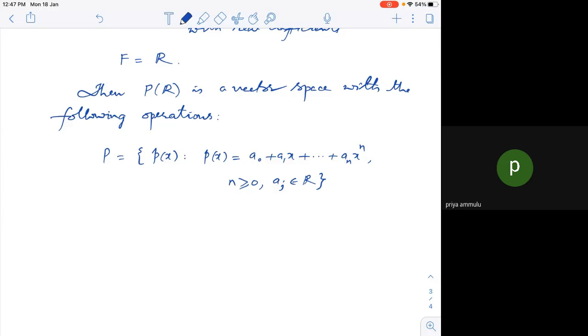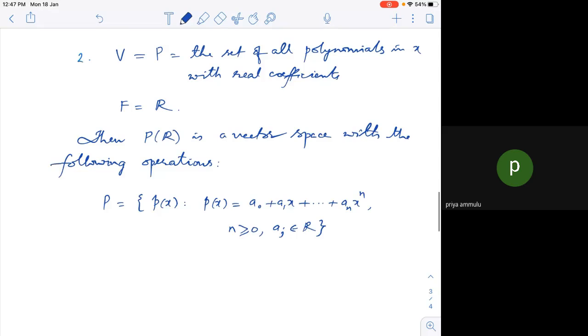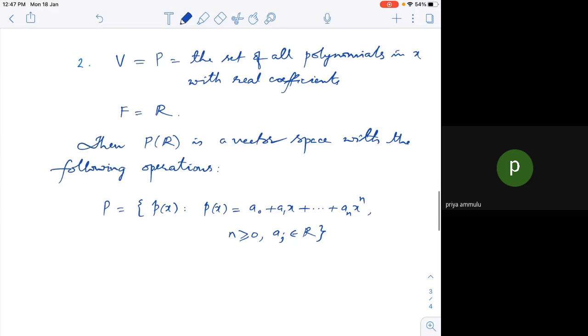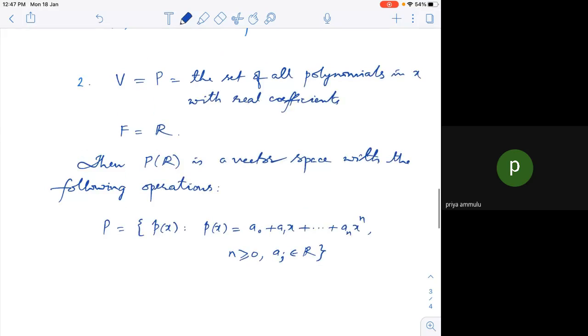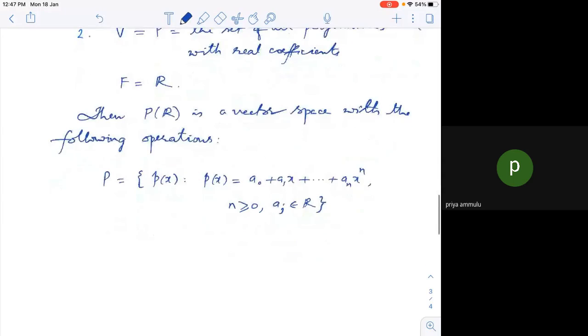These polynomials are going to enjoy all the properties mentioned for V. In the place of V, I'm taking P. In the place of F, I'm taking R. Again, routine verifications, you can check that this is also going to become a vector space over R.